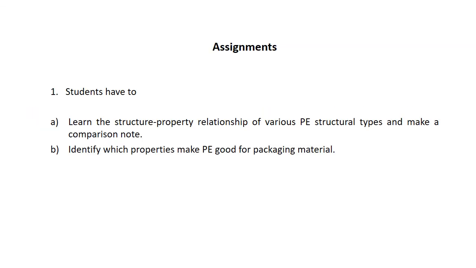Here are a few assignments. I want you to make a comparison of the structural property relationships of these various polyethylene structural types, and also please identify which properties can make polyethylene good for packaging material. You know that there are a few polyethylene structural types we discussed that are very good for packaging material. So you can make a comparison of which ones are used for packaging material and also which properties make them suitable for packaging material.